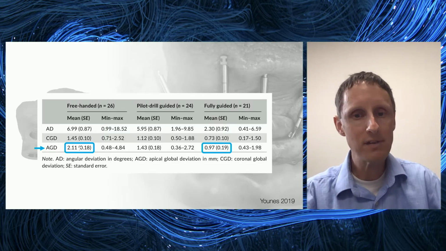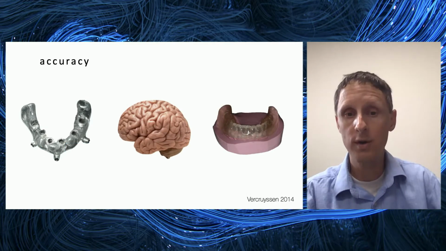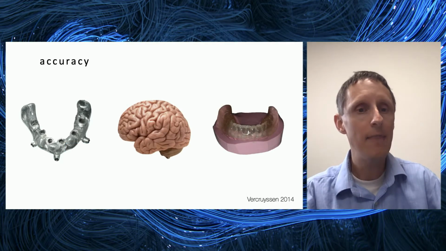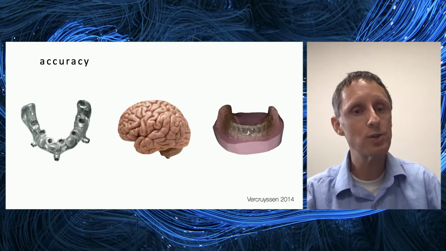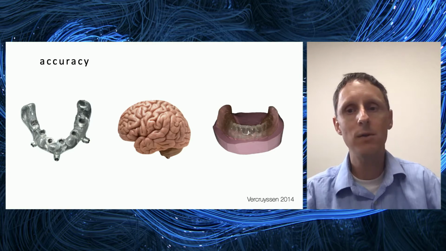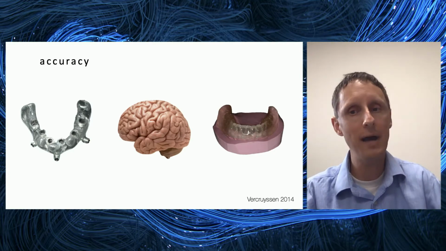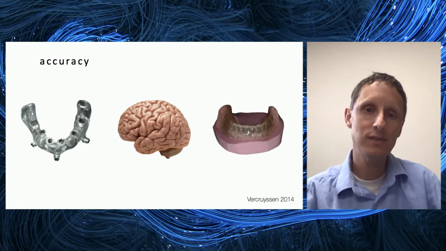Now, I think one of the best papers that has been written on this topic actually comes from Verkruysen from 2014, and they did the same thing. They looked at full arch treatment, fully guided on our left, fully freehand in the middle, and then what they called template assisted, which was a duplicate of the denture or a pilot guide. And they looked at similar things.